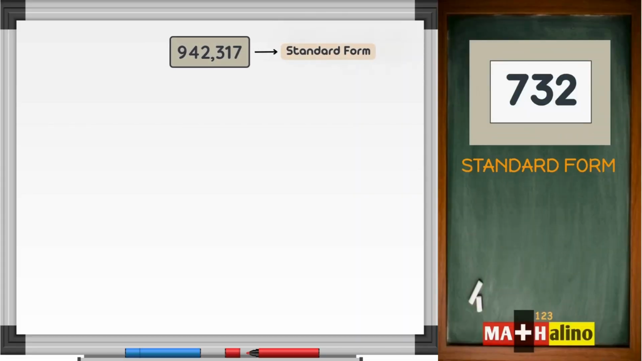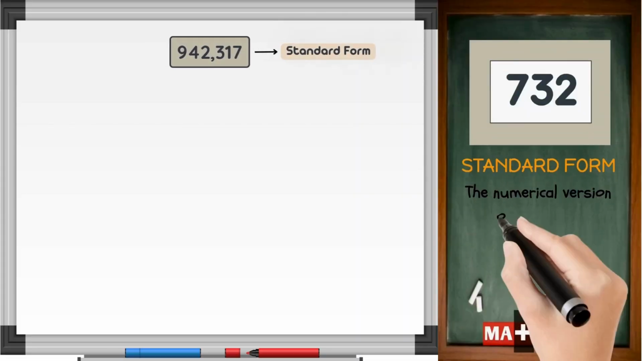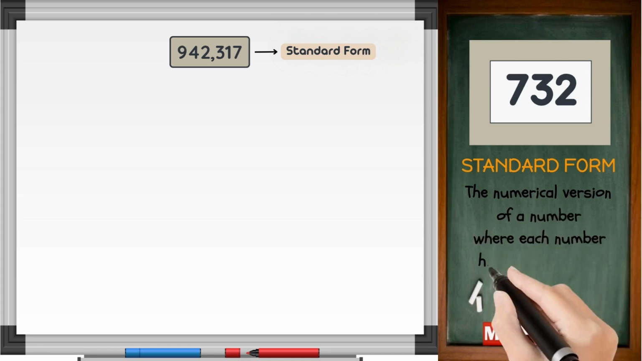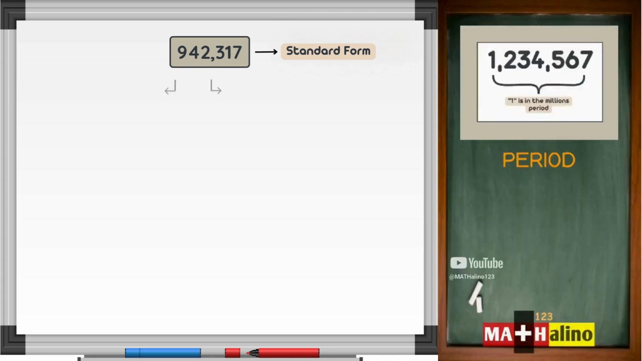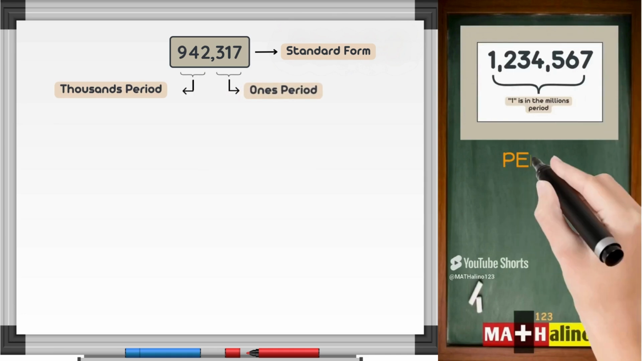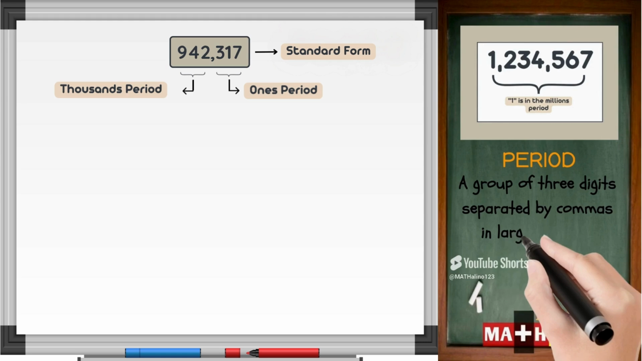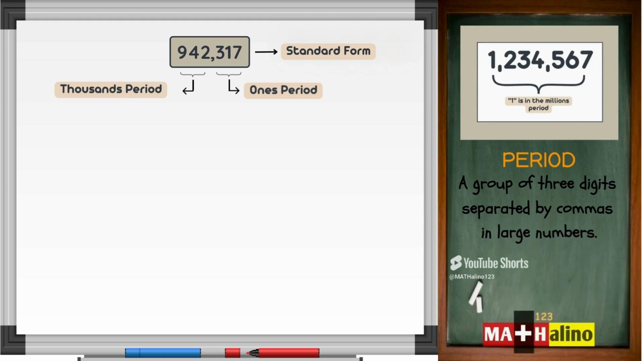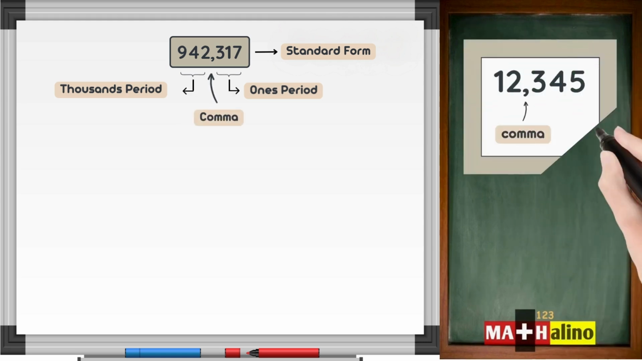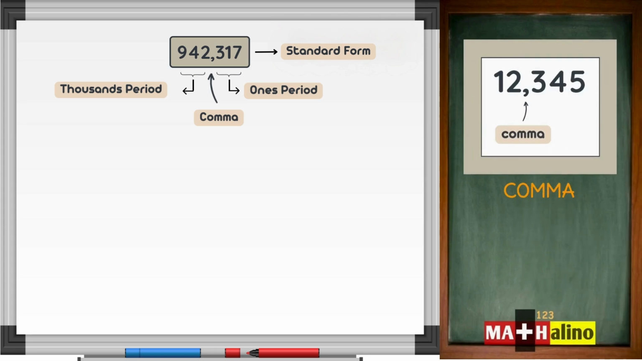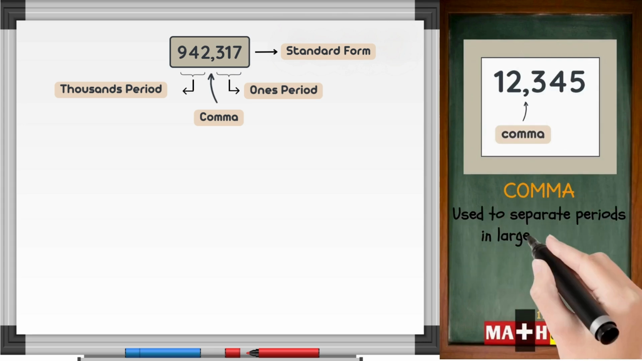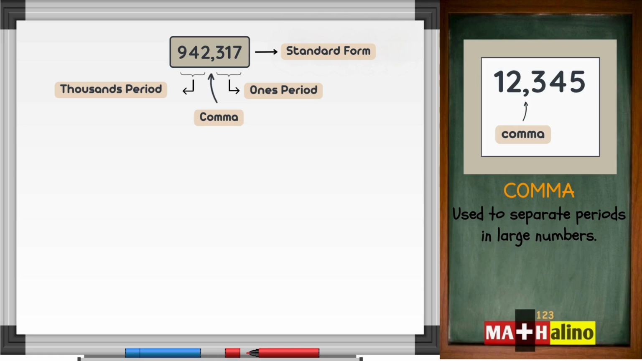Standard form. The numerical version of a number where each number has a place value. Period. A group of 3 digits separated by commas in large numbers. Comma. Used to separate periods in large numbers.